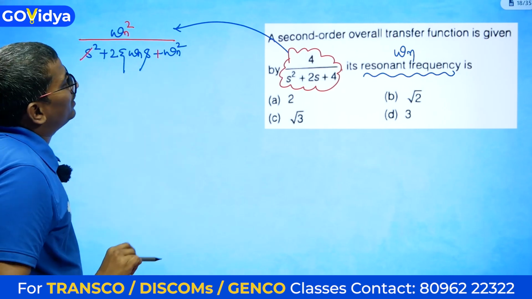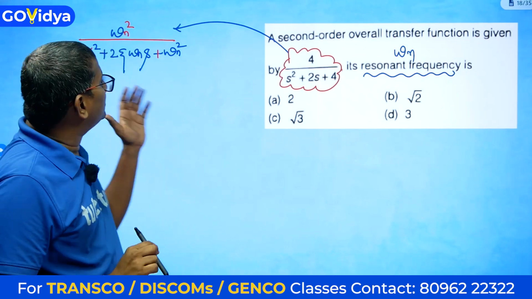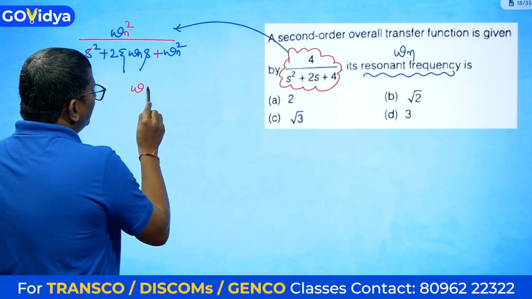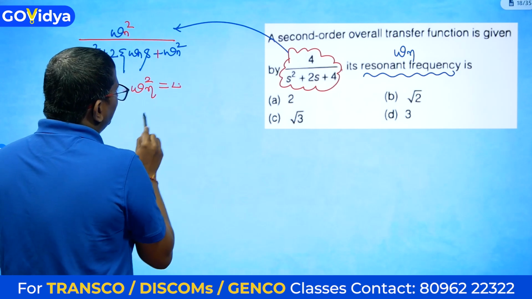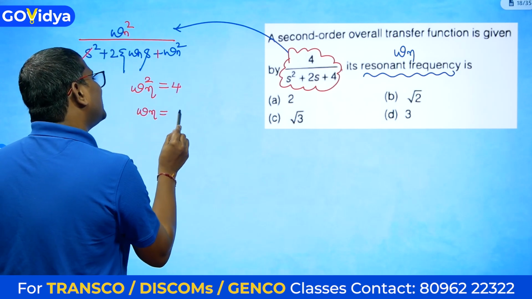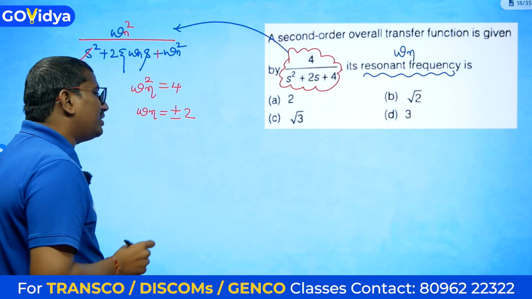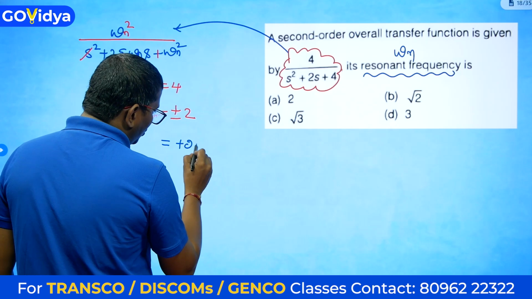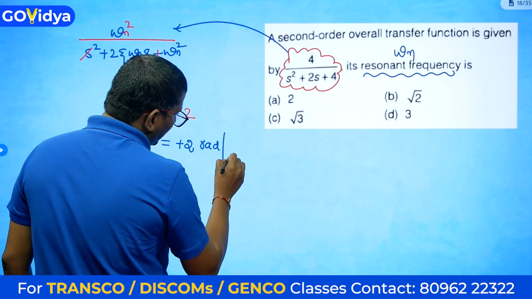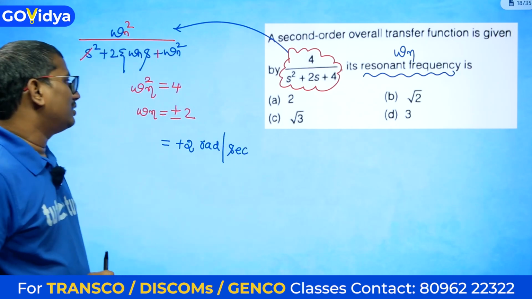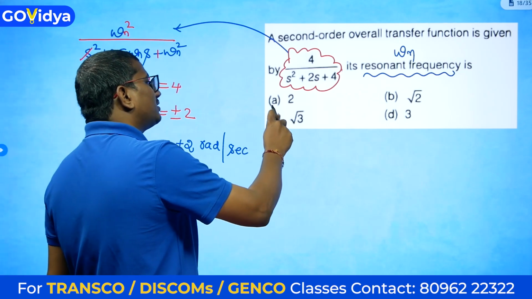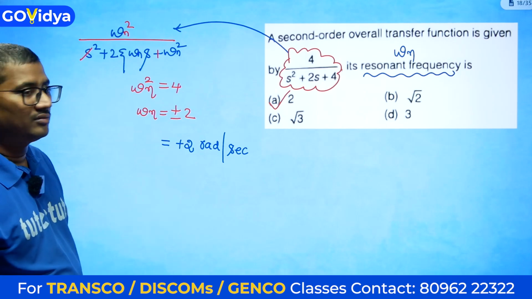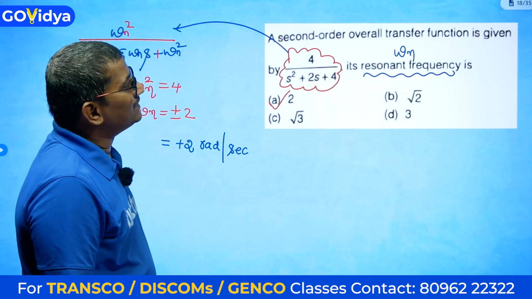If we compare this transfer function with the standard representation of the second order system, omega n square is equal to 4 and omega n is equal to plus or minus 2. But frequency will never be negative. So therefore, it is always plus 2 radians per second only. Okay. So what is that value? 2 radians per second. Got it? So frequency will never be negative. That is 2 radians per second. Now let us see another question.